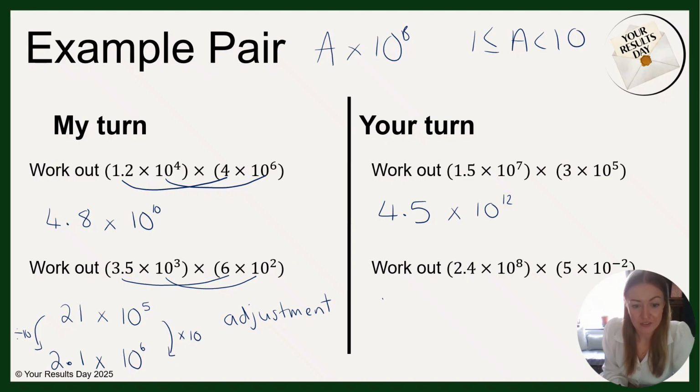2.4 times 5 is going to get us 12. Times 10 to the power of 8 plus negative 2 is 6. But we do have to adjust this one. So if I've divided this side by 10, I'll have to make sure I multiply this side by 10, increasing my power to 10 to the power of 7.